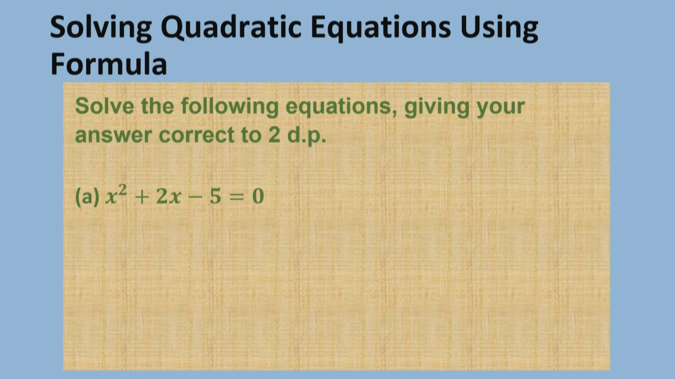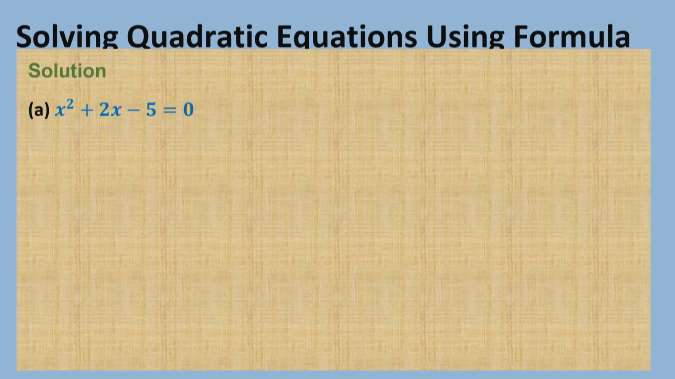So, part A, x squared plus 2x minus 5 equal to 0. Part B, x squared plus 6x plus 7 equal to 0. And part C, 2x squared minus 4x minus 7 equal to 0. Let's start. Now, the first one, x squared plus 2x minus 5 equal to 0.